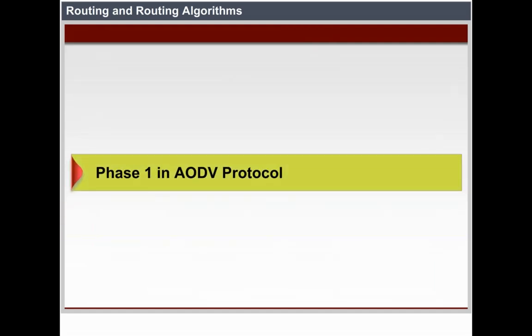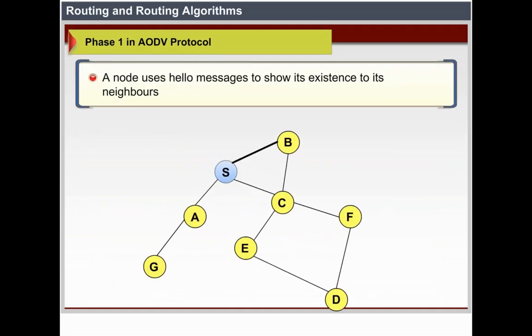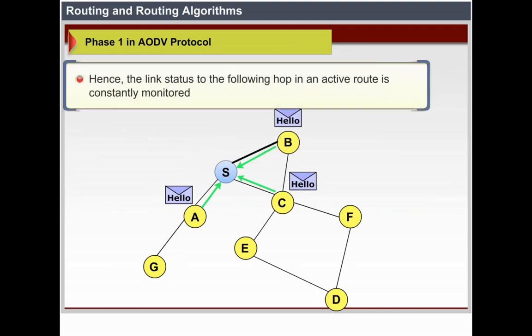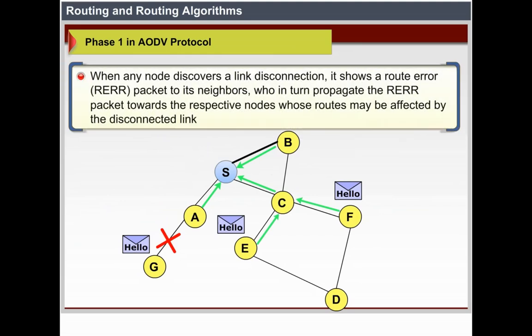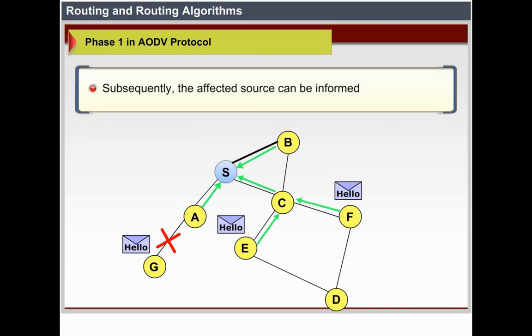Phase 1 in AODV protocol. A node uses hello messages to notify its existence to its neighbors. Therefore, the link status to the next hop in an active route is continuously monitored. When any node discovers a link disconnection, it broadcasts a route error RERR packet to its neighbors, who in turn propagate the RERR packet towards those nodes whose routes may be affected by the disconnected link. Then the affected source can be informed.